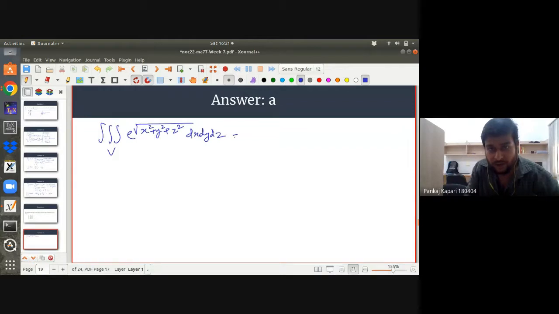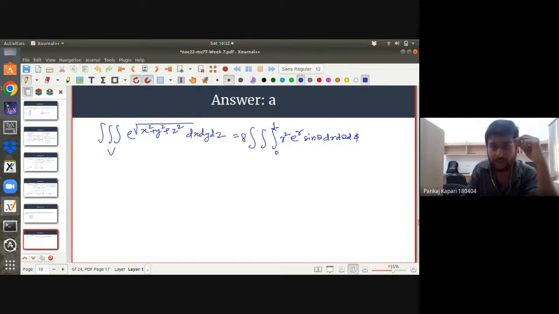Now we change this integral into spherical coordinates. This x square plus y square plus z square will become r square, so it's under root of r square, that is e to the power r. And then dx dy dz will become r square sine theta dr d theta d phi. Now we'll integrate this in the first octant. Therefore r will vary from 0 to 1 because we are integrating over a sphere of radius 1, and theta and phi both will vary from 0 to pi by 2.